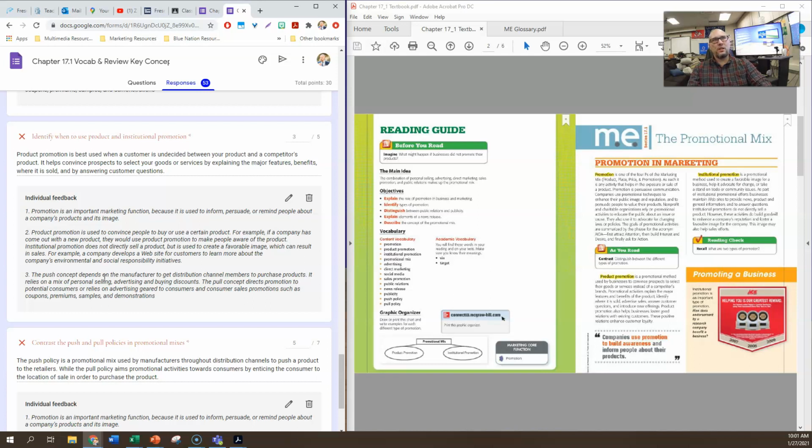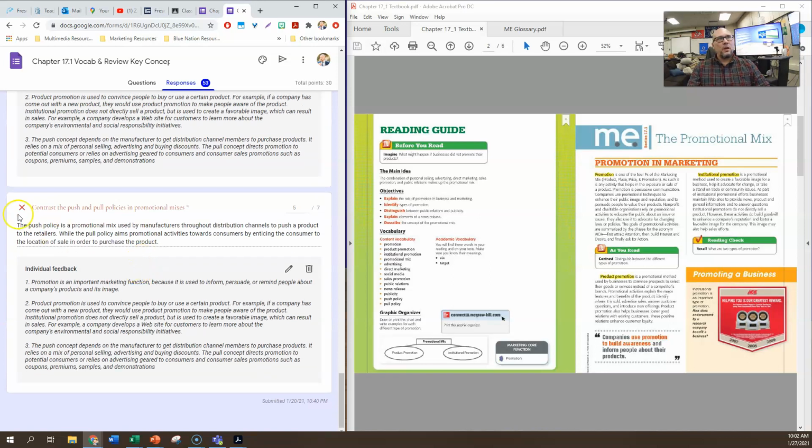For example, a company develops a website for customers to learn more about the company's environmental and social responsibility initiatives. You've seen commercials where Apple will come on and they don't talk about a product at all. They just talk about how they have a green initiative or how it's cool to work there. That's not a product promotion, that's an institutional promotion that could lead to product sales. And then the third question, contrast the push and pull policies.